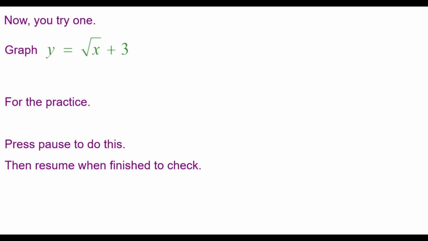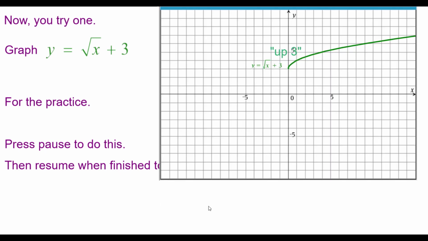Now you try one just to see if you picked up on this. Graph y equals the square root of x plus 3 for the practice. Press pause to do this and then resume when you're finished to check your answer. And here's your answer. It's the square root function shifted up 1, 2, 3 units every single point.